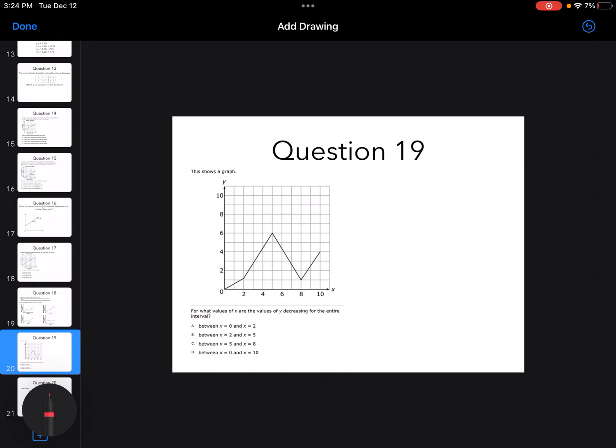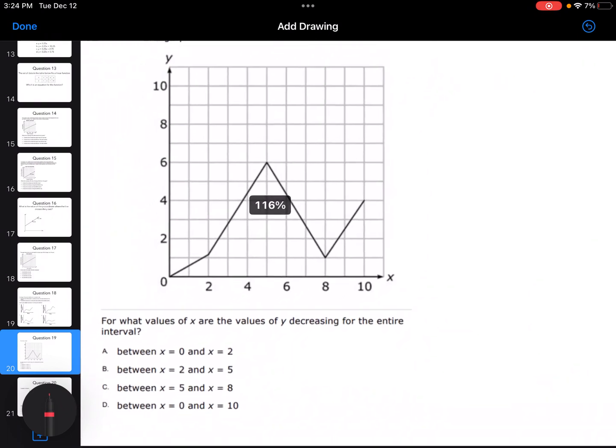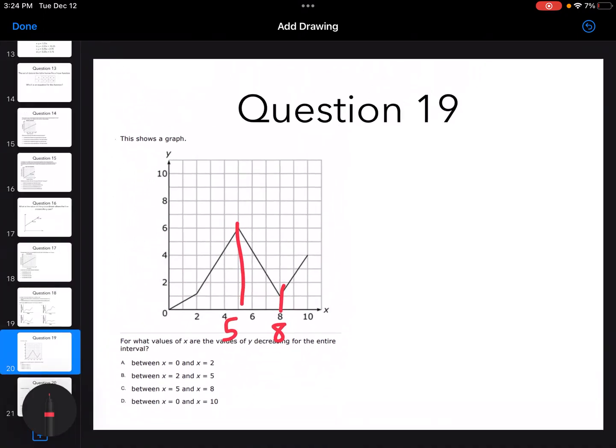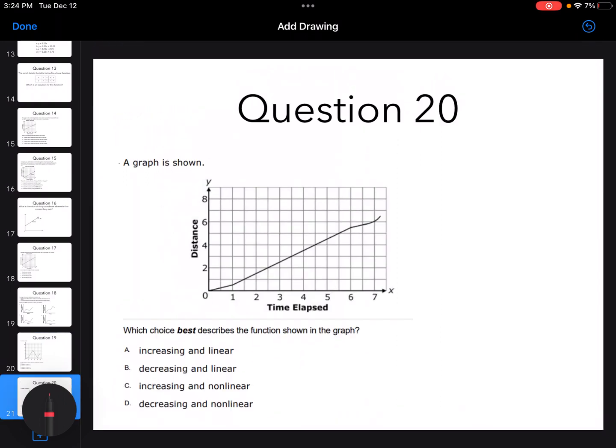All right. For what values are x and y decreasing for the entire interval? For what values of x are the values of y decreasing? So wouldn't that be 5 to 8? So 5 to 8. All right, what best describes the function? Well, it's increasing and non-linear, so it kind of looks like a line, but it's not quite a line.